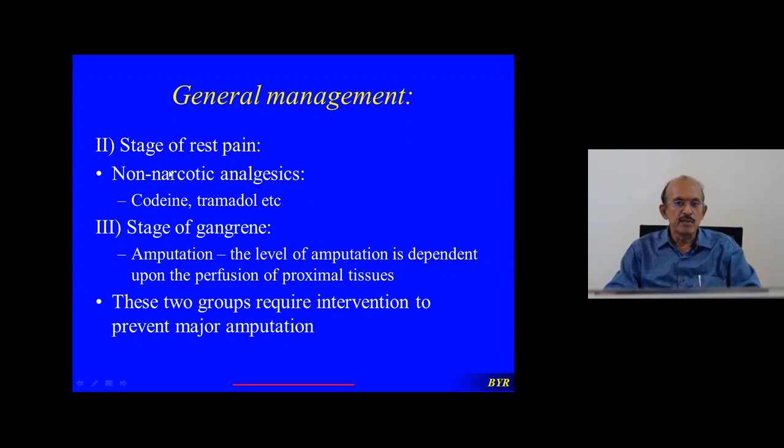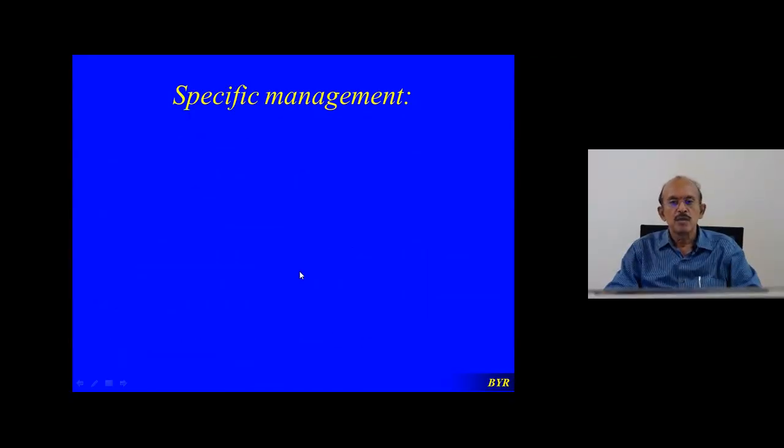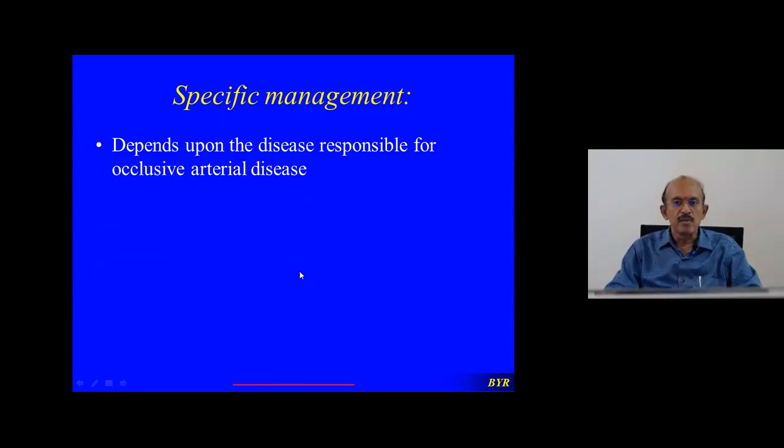So these two groups, that means rest pain patients and gangrene patients, require intervention to prevent major amputation. So they require some arterial surgery to reduce the level of amputation. Of course, in the atherosclerosis topic, I will explain it again, you will understand it. Specific management depends upon the disease responsible for occlusive arterial disease. This is in general about the chronic occlusive arterial disease.